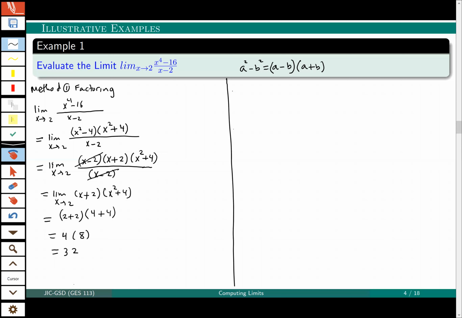The second method is using synthetic division.